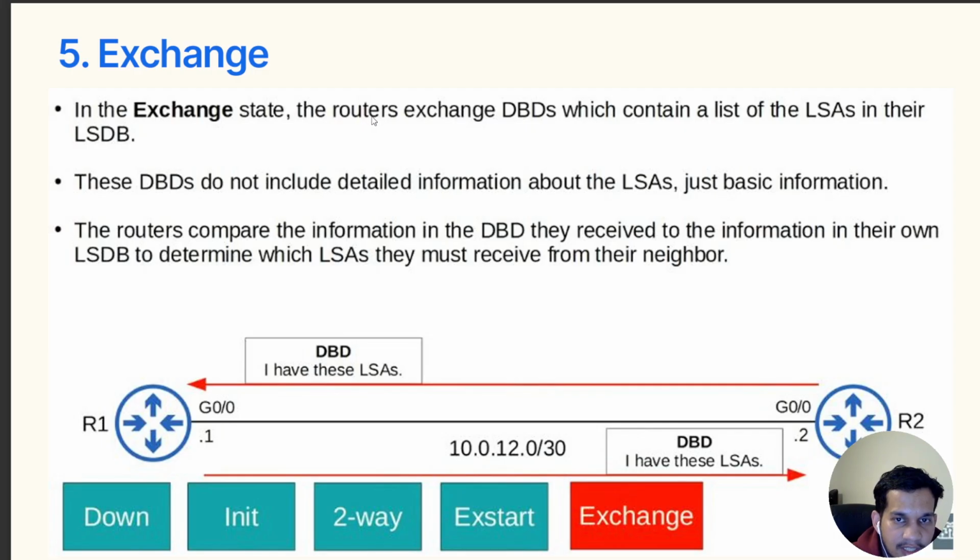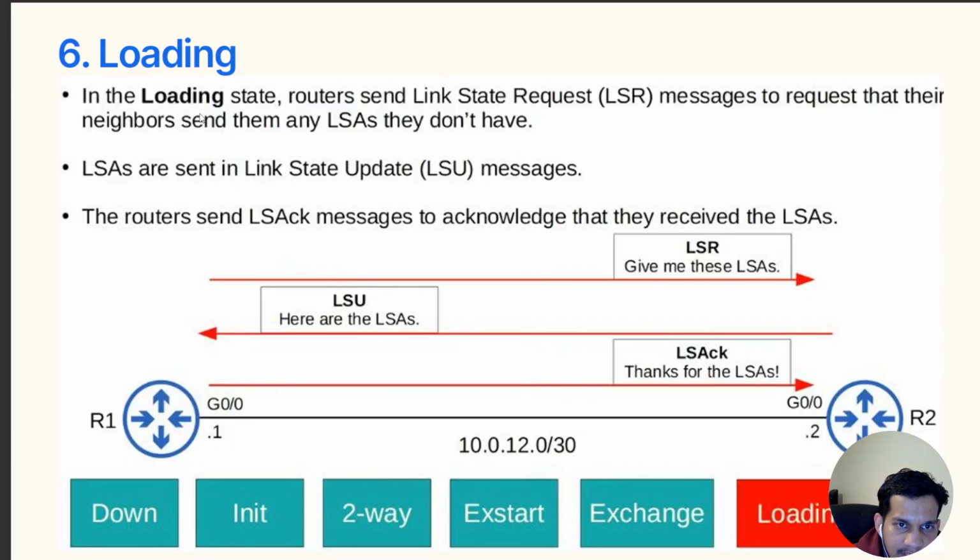In the exchange state, the routers exchange the database description, which contains a list of LSAs in their LSDB. This database description does not include detailed information about the link state advertisements. It just has the basic information. The router compares the information in the database descriptions it receives to the information in its own LSDB to determine which link state advertisements it must receive from the neighbor. So they just share the LSAs in the form of DBDs.